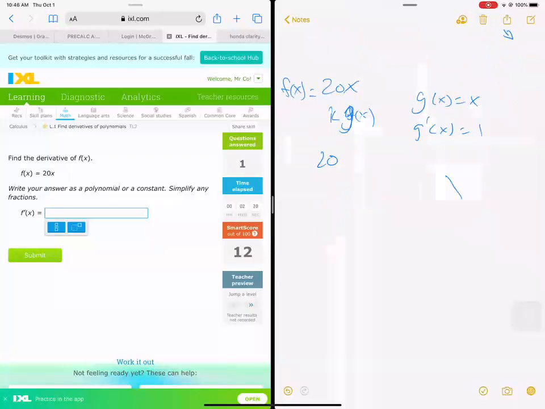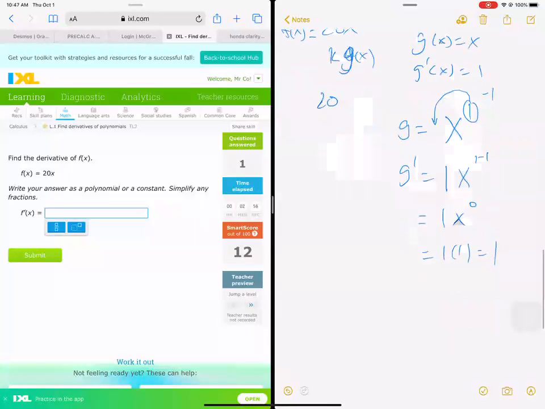If I say x to the 1 power, if I take the derivative of x to the 1 power, the exponent goes where? To the front. And then we always minus 1 from it. I'm going to write it out. X to the 1 minus 1. And what is 1 minus 1? 0. What's anything to the 0 power? 1.